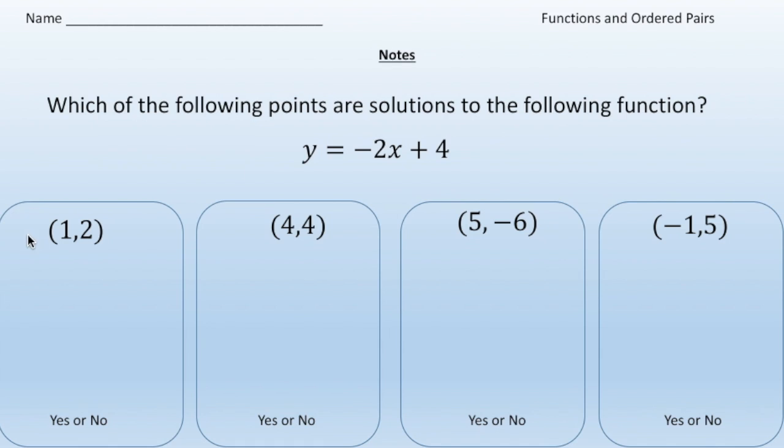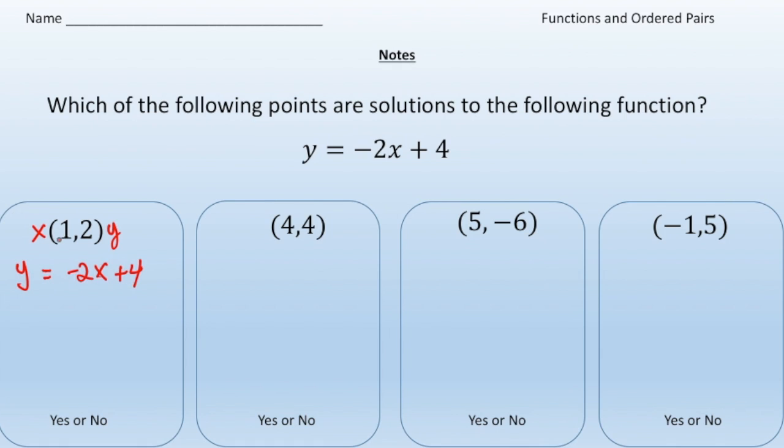All right. So for point 1, 2, we know the x value is going to be 1, and we know the y value is going to be 2. So I like to always rewrite the function first. So y equals negative 2x plus 4.